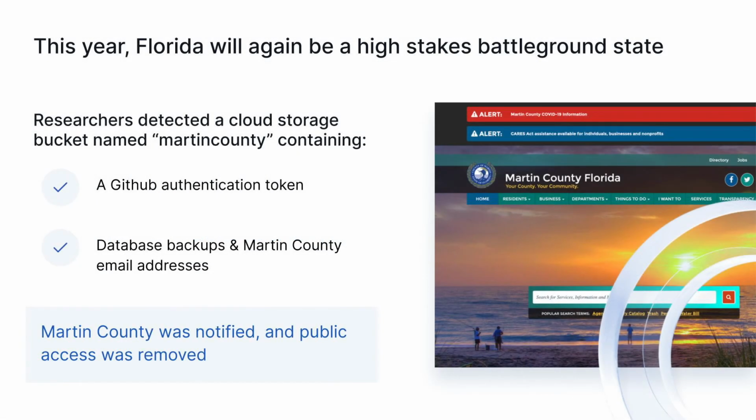In 2000, George W. Bush won the state of Florida by only about 500 votes, and this year Florida will again be a high-stakes battleground state. In late September, UpGuard researchers detected a cloud storage bucket named Martin County. The bucket contained backups of systems representing the intranet and web presence for Martin County, Florida, generated in 2017, as well as a text file with a GitHub authentication token.